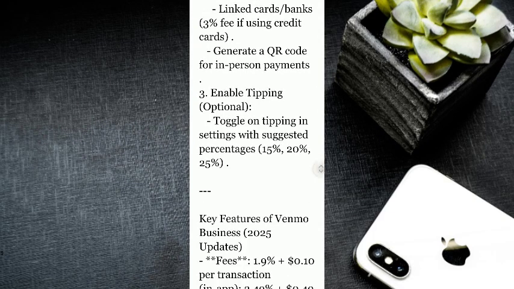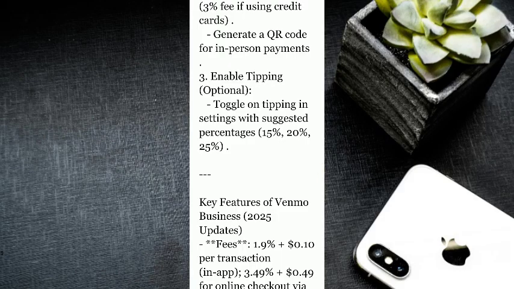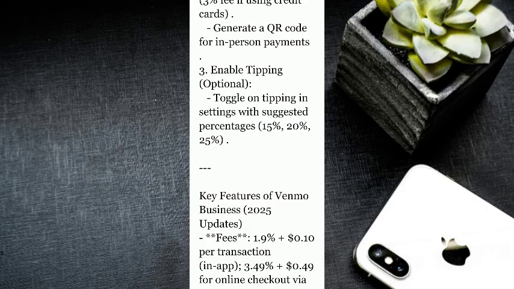Another thing you can also enable is tipping. This is optional. You can toggle on tipping in settings with suggested percentages like 15%, 20%, 25%. So choose your preferred percentage for tipping. And it's as simple as that.